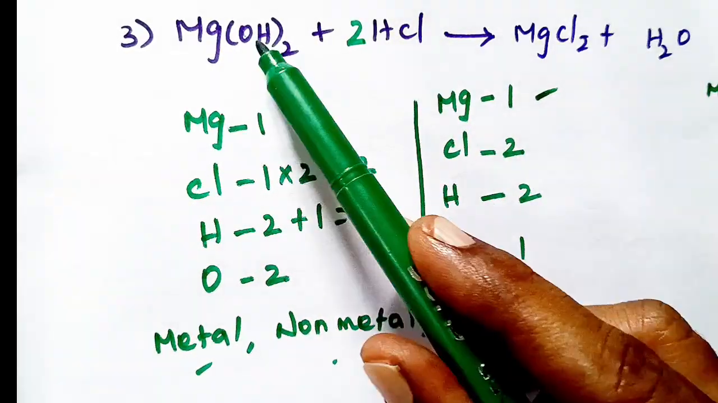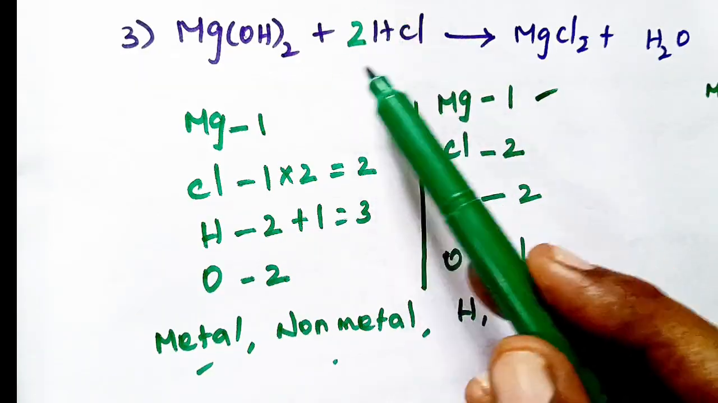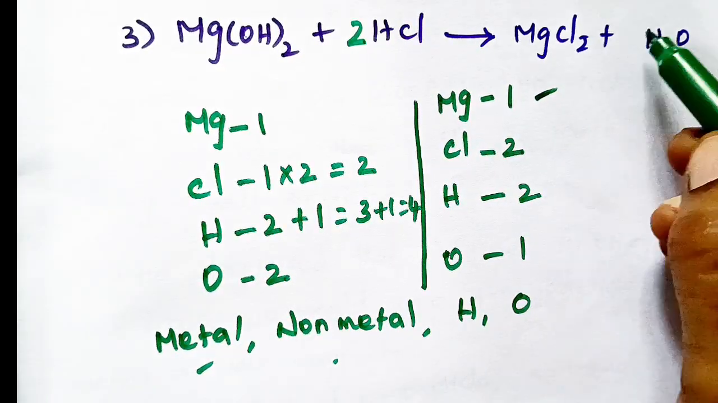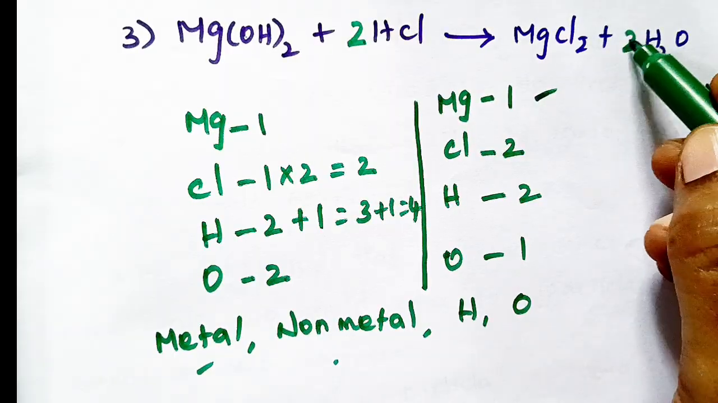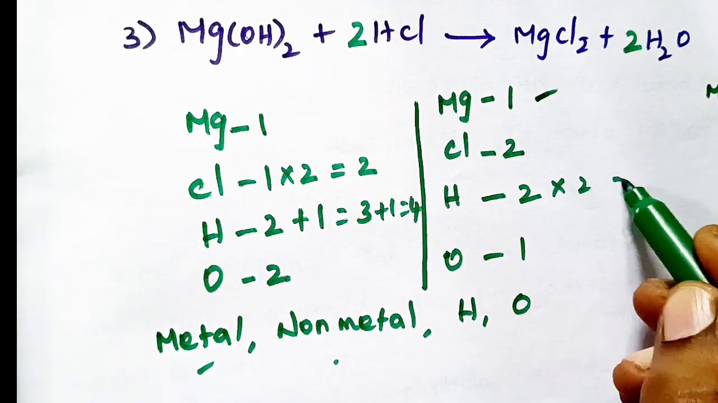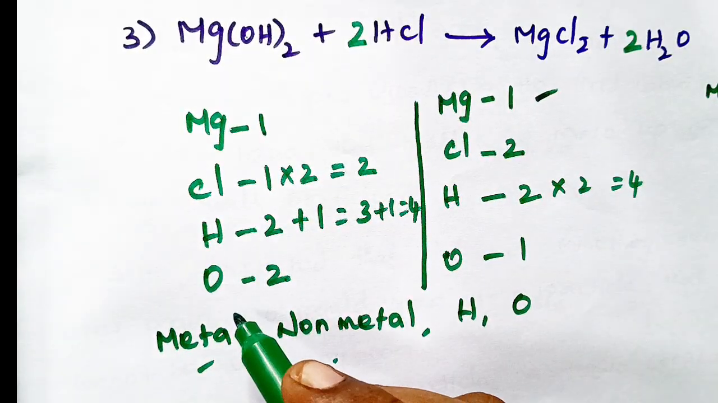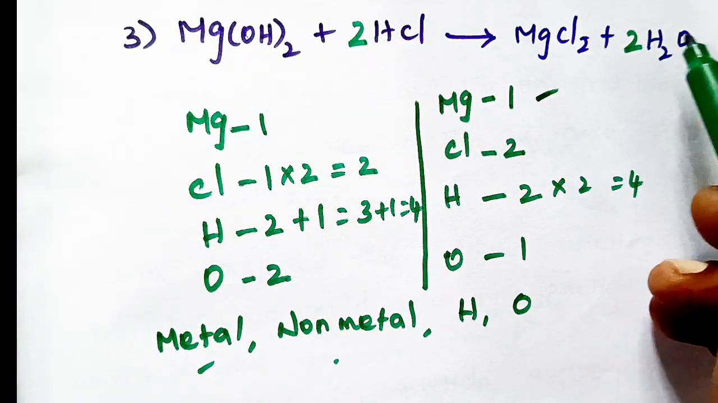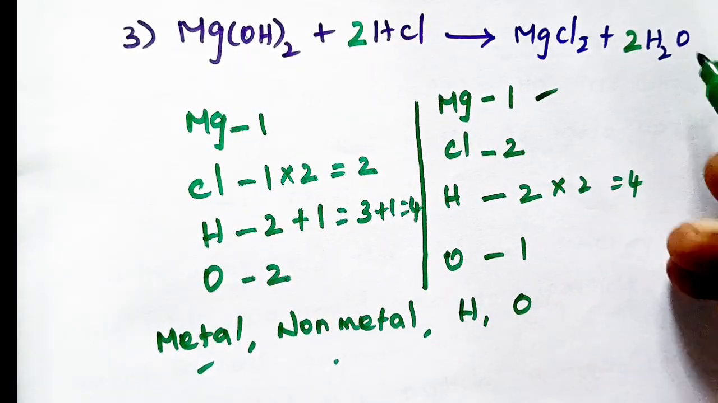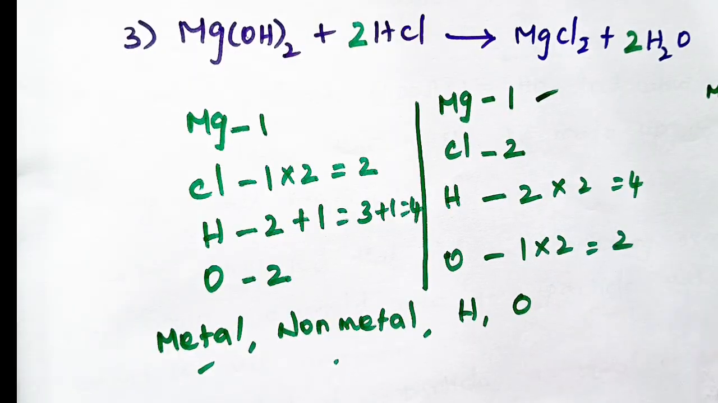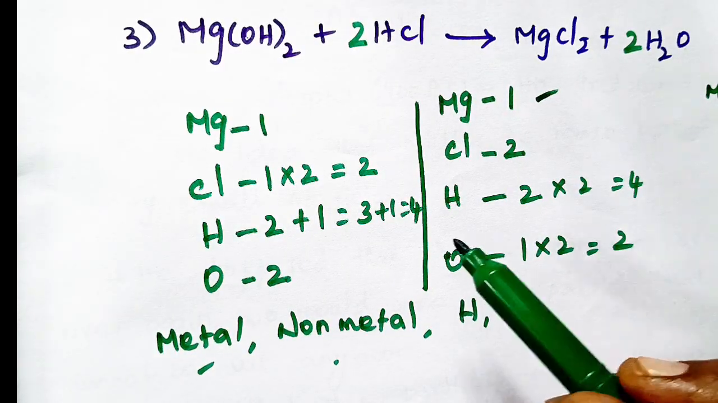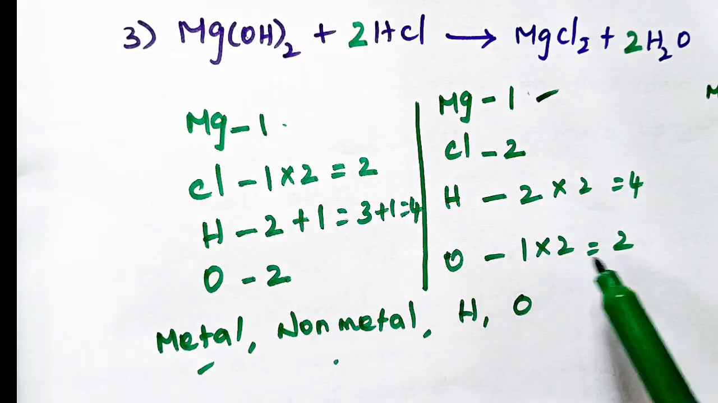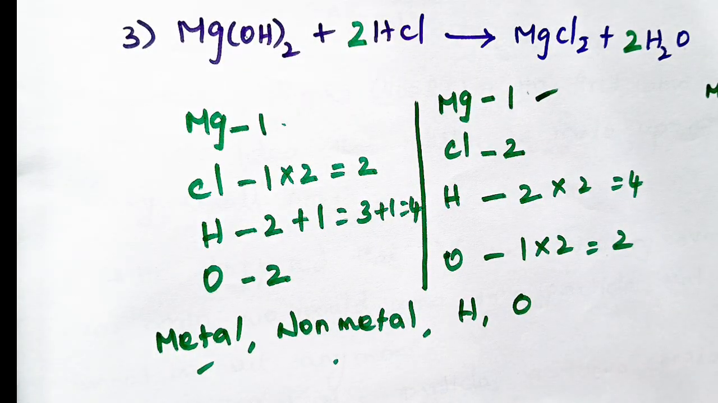Next hydrogen. Here 2 hydrogen, here 2 hydrogen, so totally 4 hydrogen. This side you have to change to 4, so if you put 2 you will get 4, 2 into 2, 4. Then oxygen: this side 2, here oxygen is changed to 2, so 1 into 2 is equal to 2. Now Mg is 1, 1, Cl 2, 2, H 4, 4, O 2, 2. So now the equation is balanced.